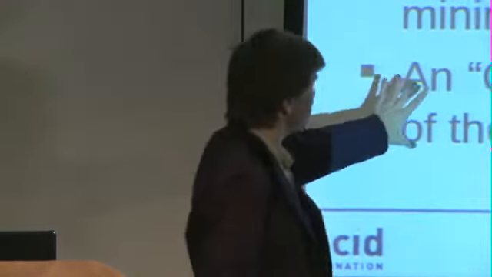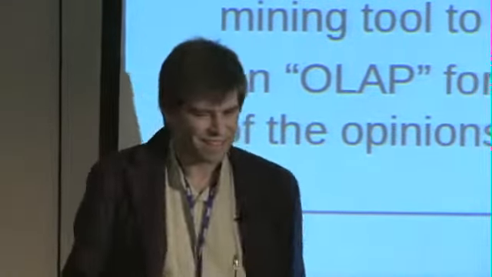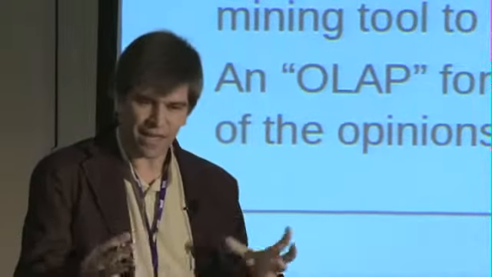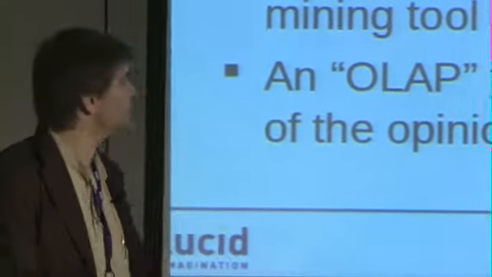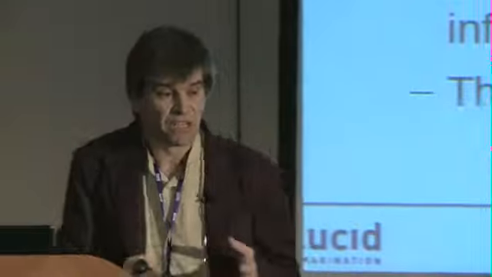So the idea is that maybe we could have what in data analysis we call an OLAP cube, a way to see the data and to extract some basic statistics. So we have Solr, and Solr is very nice because it has facets. A facet is just like a select. If we have a field like age and we use facets, it's like doing a group by.